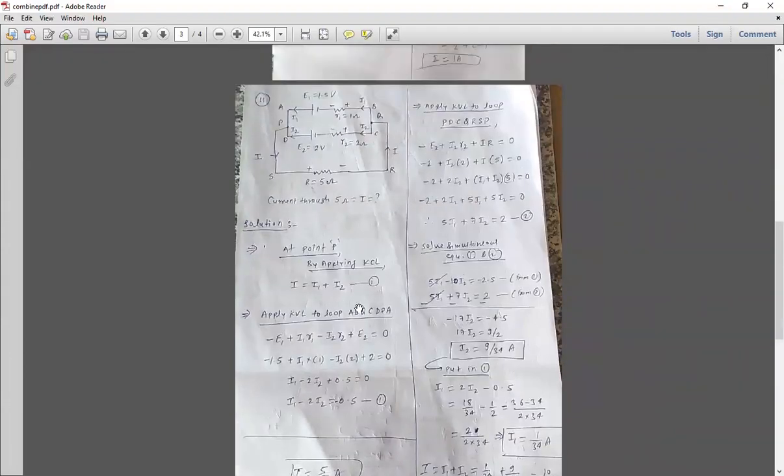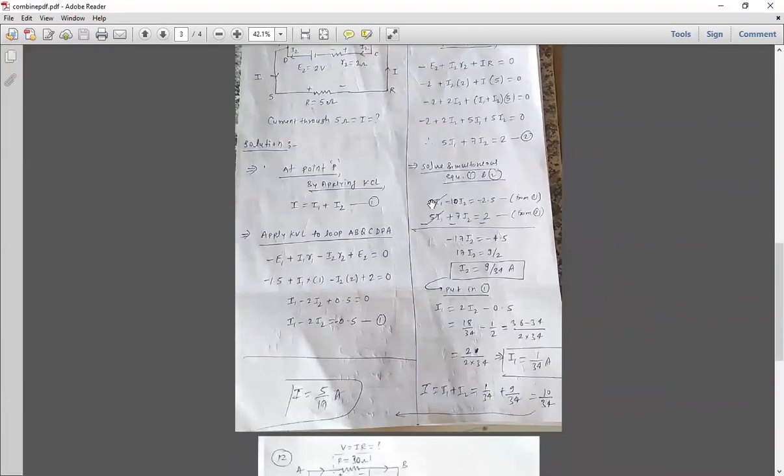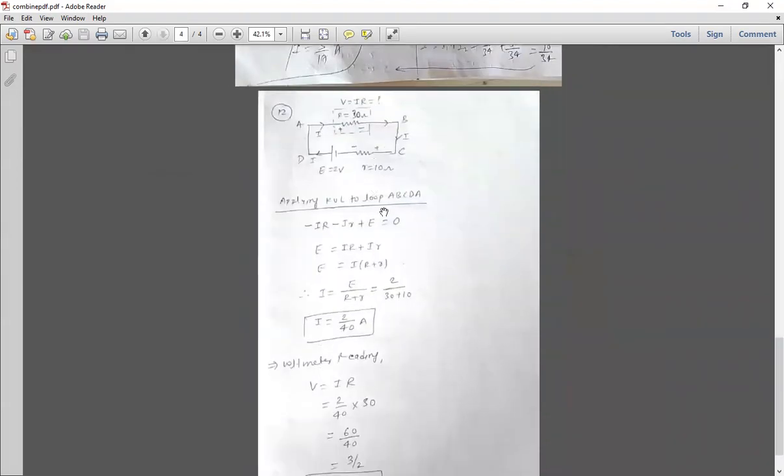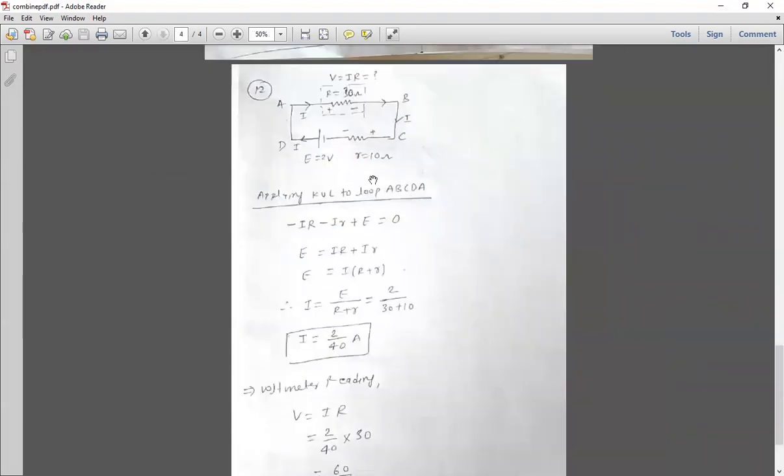So this is the 11th problem. This problem is the same as problem 10, so you can get the solution there. Now problem 12: a resistance of 30 ohm and a cell of EMF 2 volt with internal resistance r of 10 ohm is connected across this resistance. A voltmeter is connected across this resistance to measure the voltage. The voltmeter will measure the voltage on the basis of Ohm's law, V equals IR. So we first have to calculate the current in this circuit.